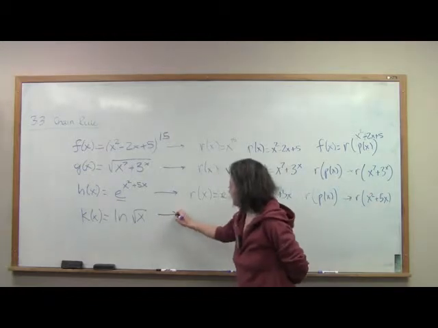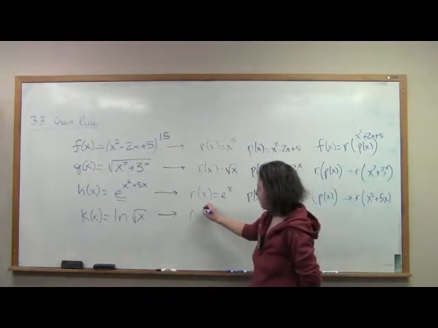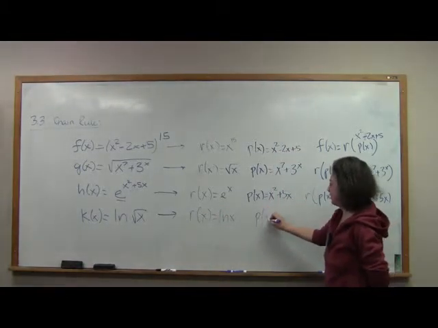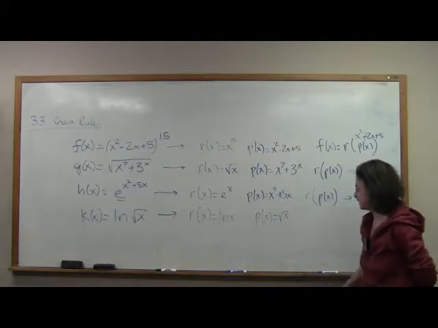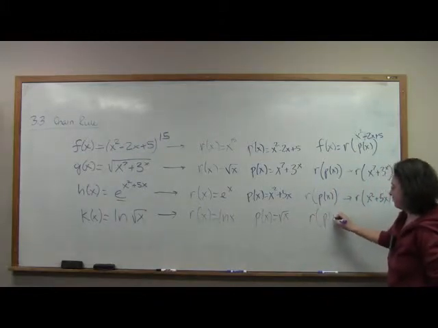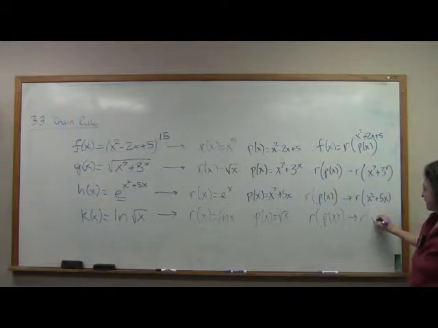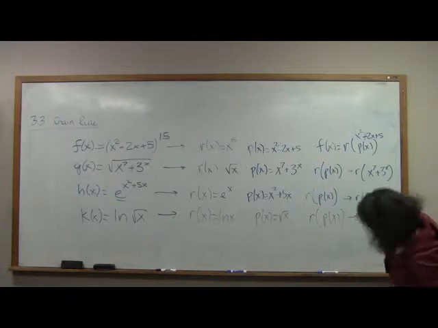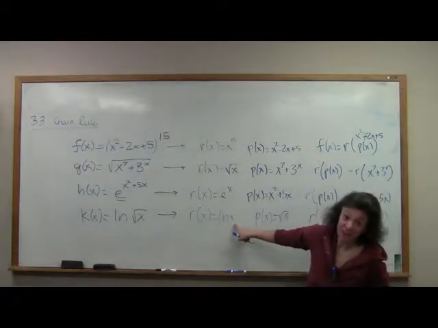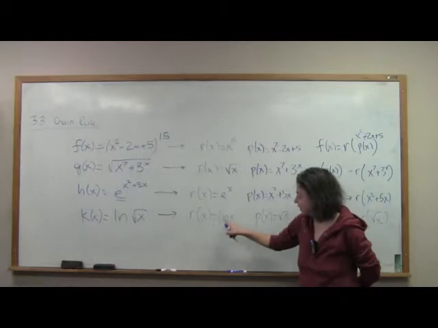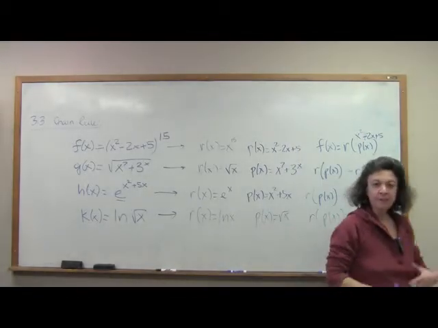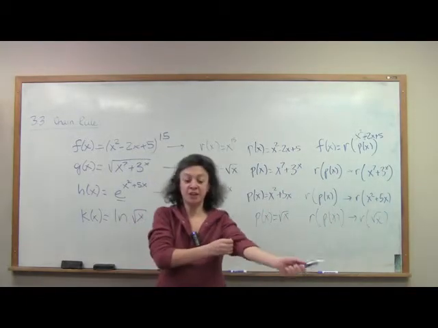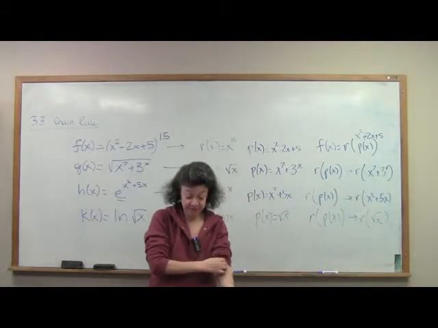One more. Here, what do we have? I claim my outer function is my natural log function, and my inner function is the square root of x. And then again here we have r of p of x, because that tells us we're taking r of the square root of x. In other words, everywhere where we see an x in our function r, we're going to plug in the square root of x. So in all of these cases, what we have is the composition of two functions.